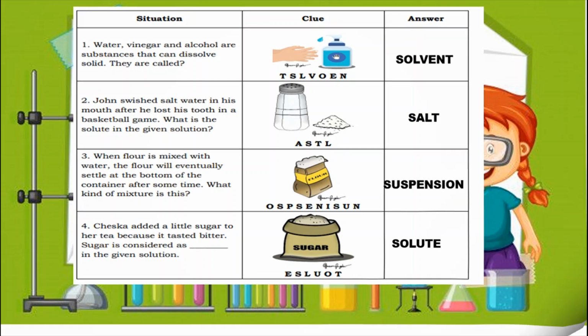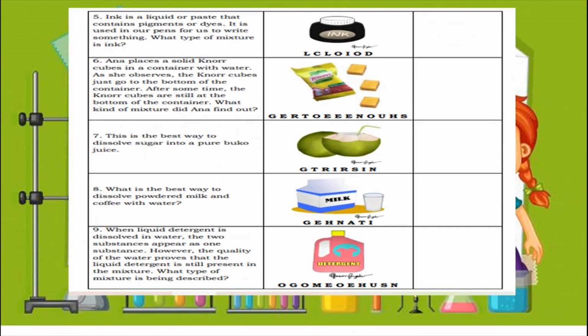Okay. Number 5. Ink is a liquid or paste that contains pigments or dyes. It is used in our pens for us to write something. What type of mixture is ink? Ink is a sample of colloid.